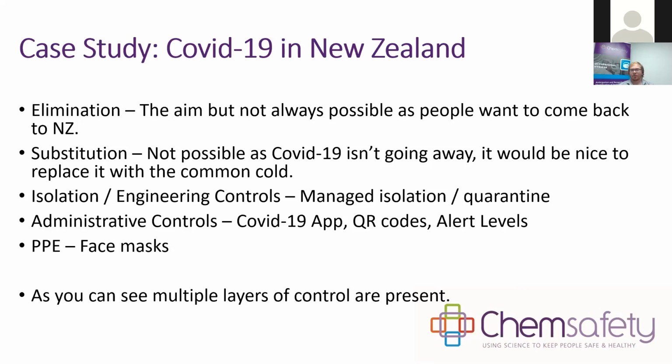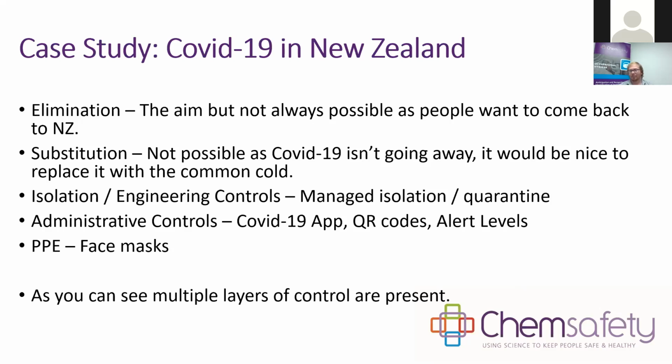And then we've got administrative controls. So the COVID-19 app, the QR codes, and the alert levels. These are all administrative things that the government has put in place to try and influence our behaviour, so we know where we've been and know who we might have interacted with, or the alert levels, knowing that we can go to the grocery store, but we can only go one person at a time versus there's only 100 people in a room building at any given time to there being no limit. These are administrative controls put in by the government.